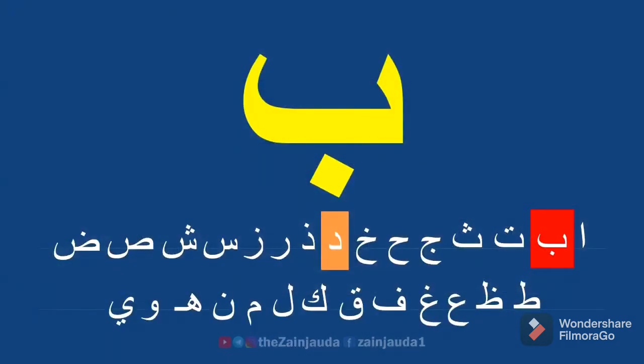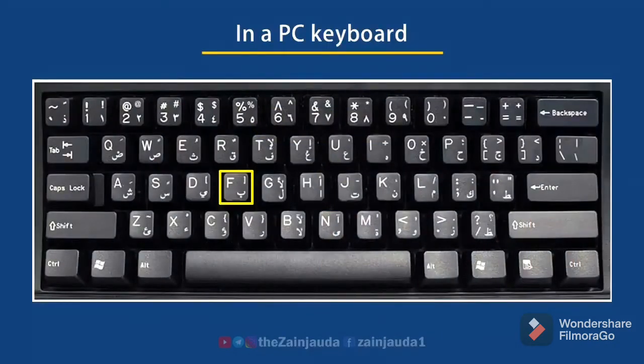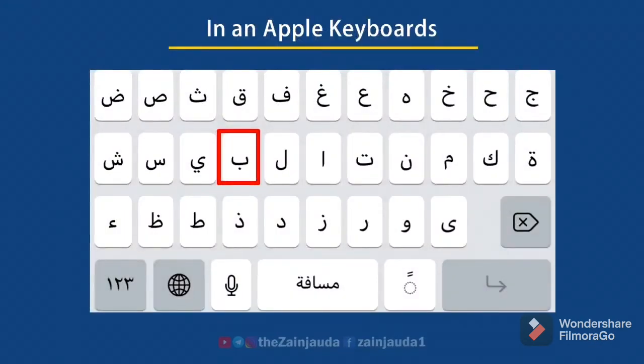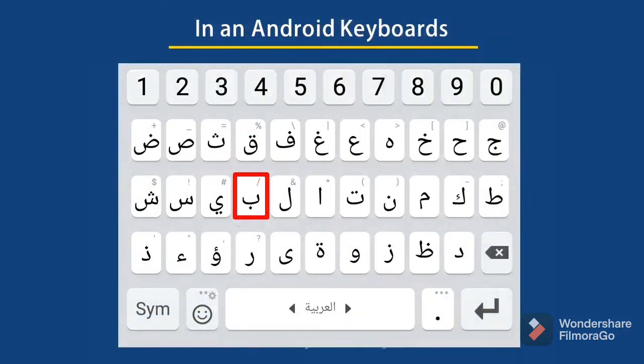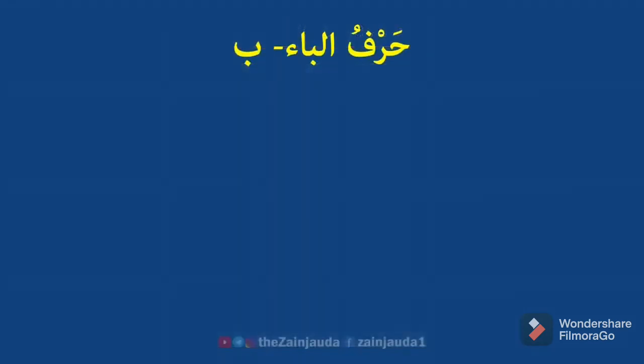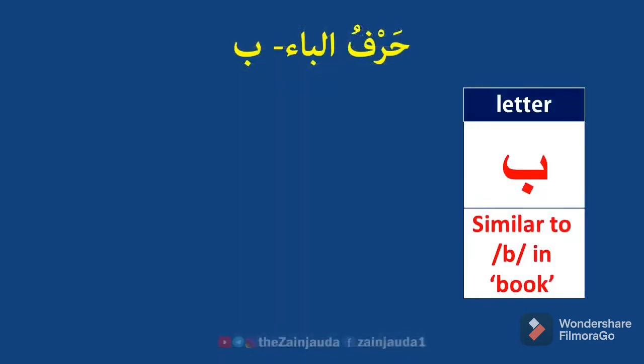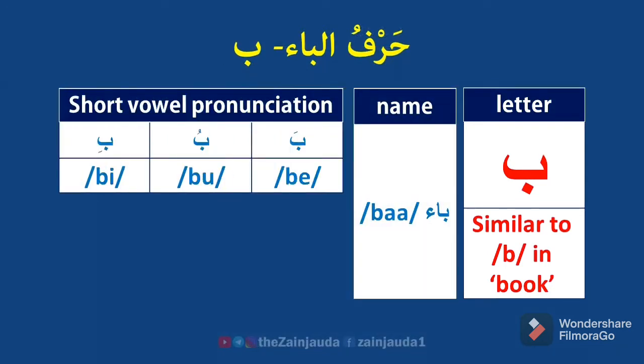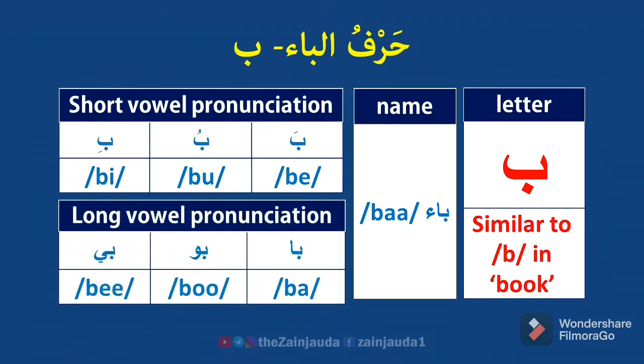Our second letter for today is ba. Ba is the second letter in the alphabet. In a keyboard, ba is found with the F key. In an Apple keypad, ba is in the second row. In an Android, it is almost in the same position. As far as the pronunciation of ba, it is similar to the b of book. It is named ba, and with the harakat, it becomes ba, bu, and bi.